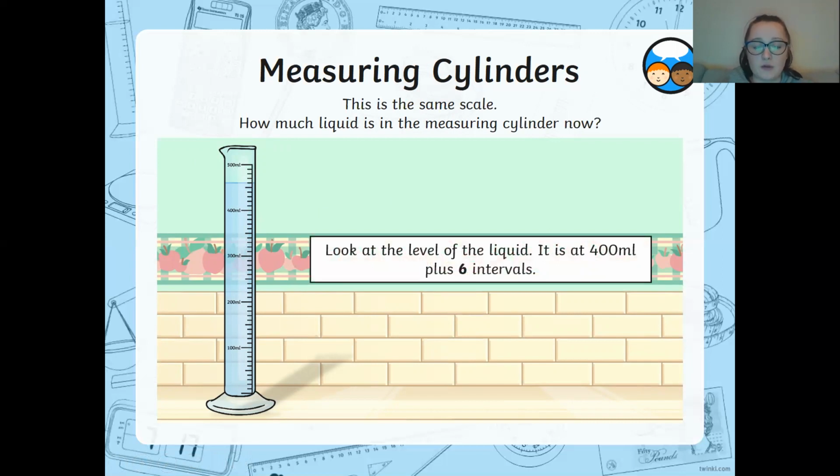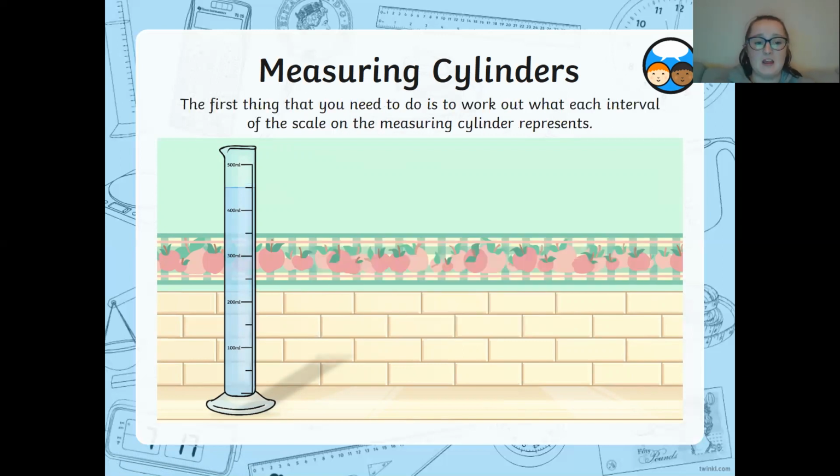So look at the level of the liquid. It is at 400 millilitres plus 6 intervals. 400 add 60 is 460 millilitres. Well done, superstars. Right, let's look at these next few ones and then you can crack on with your work.